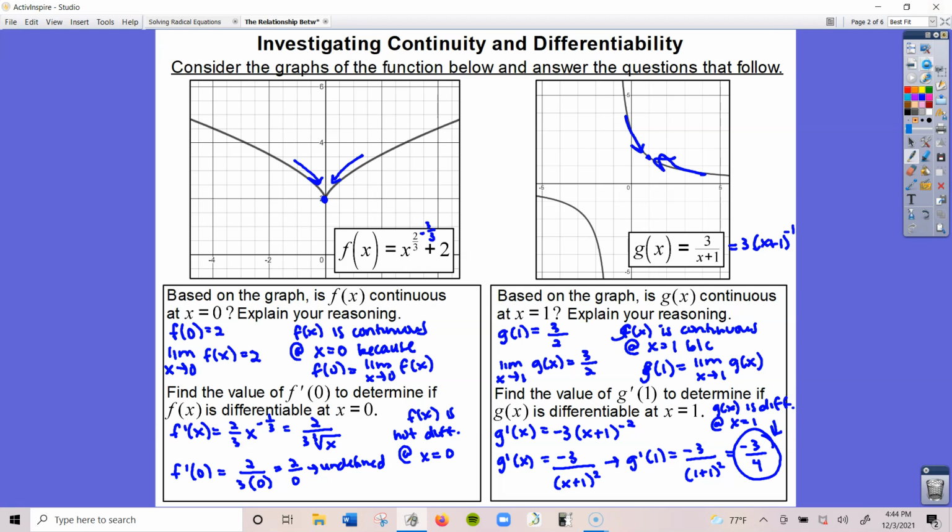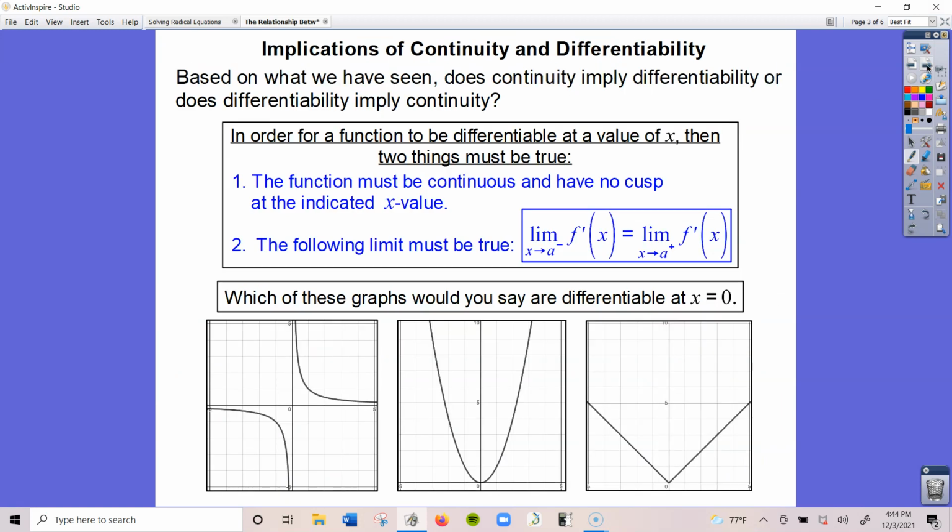So what determines differentiability? How come we were able to find derivatives of some and not of others? In order for a function to be considered differentiable, it must meet two conditions. One, the function must be continuous and have no cusp. A cusp is a sharp point. So like if you have a graph that does this and then all of a sudden it goes like that, you see how this is a sharp point. So that would be a cusp. So functions are not differentiable at points where it would be not continuous and where you have a cusp. And the other condition is that these limits here must be true. And that is the limit from the left of that value of the derivative must equal the limit from the right of that derivative.